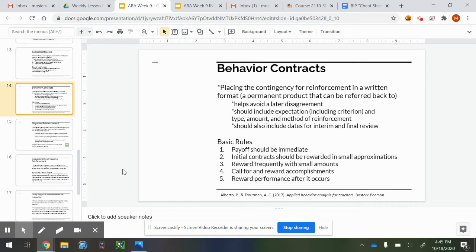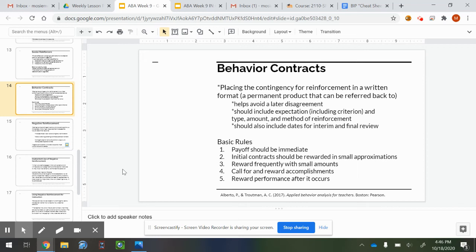Some basic rules for behavior contracts: payoff should be immediate. So once they meet the criteria, then they should be able to receive their reward or their reinforcement. Initial contract should be rewarded in small approximations. So once you're starting a student on a behavior contract, start that goal out really small. We don't want it to be something that they are going to achieve over several months' time. They could get easily discouraged with that and not see the benefit in sticking with the contract.